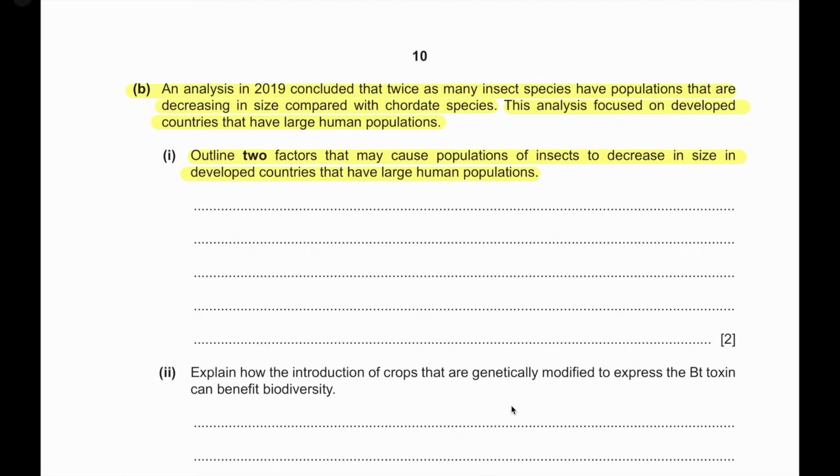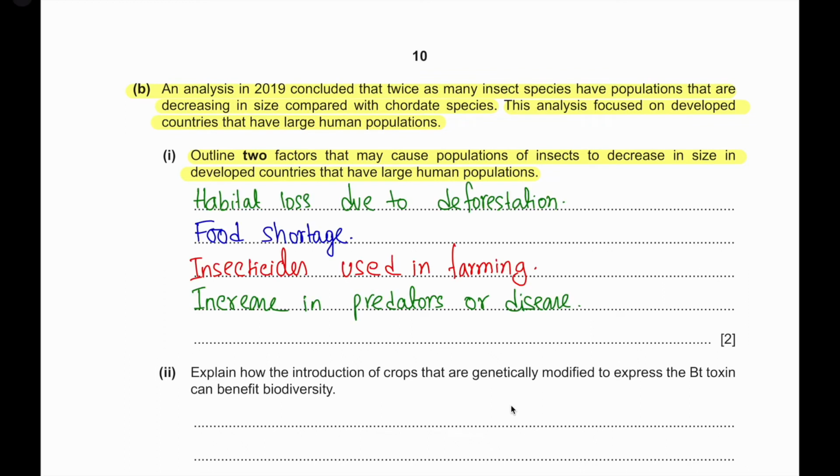population. So there can be habitat loss due to deforestation to provide homes for so many people. It can be due to food shortages. Insecticide is used in farming, so the insects died. And also it can be due to increased predators or diseases. So guys, any 2 points from this particular answer will give you the full mark.